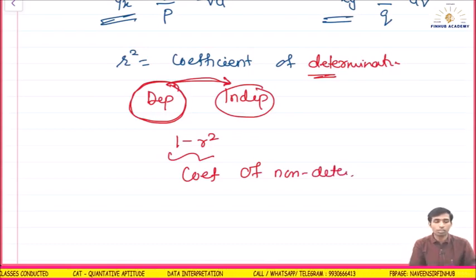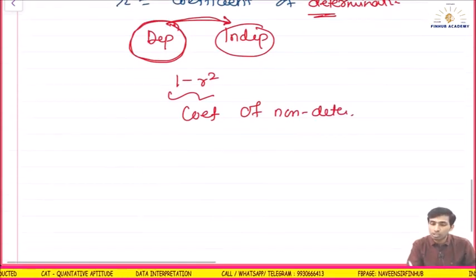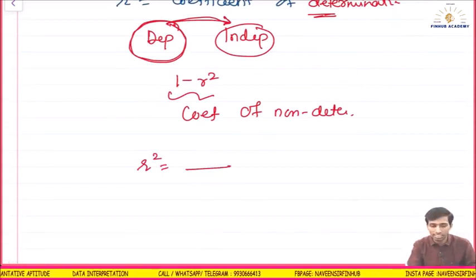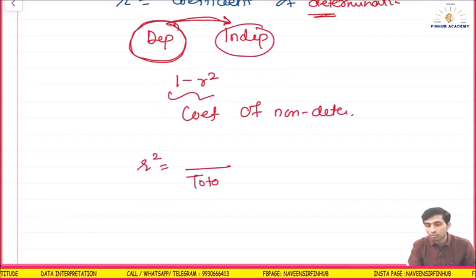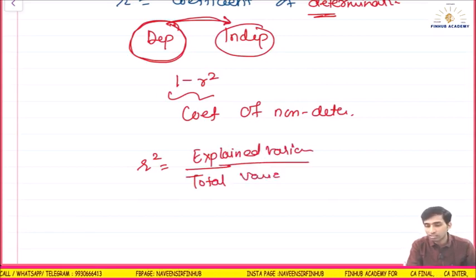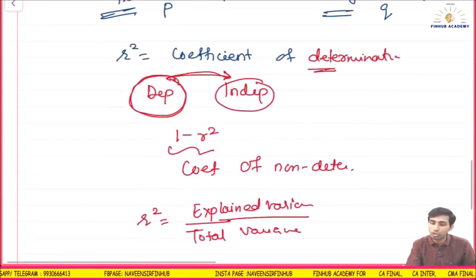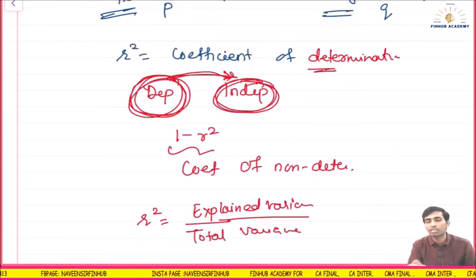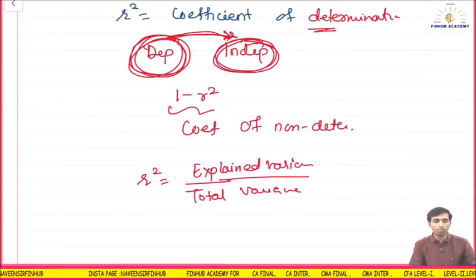Understood? Coefficient of non-determination. Another formula for R square is what? I said, how much percentage of the total variance is explained by... explained variance upon total variance. How much percentage of this dependent variable is explained by the independent variable? How much it explains, that is given by R square, explained upon total variance.